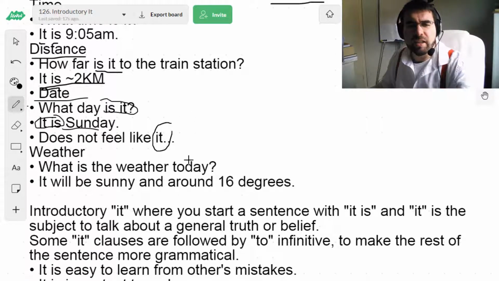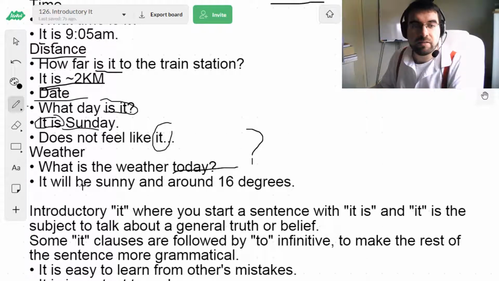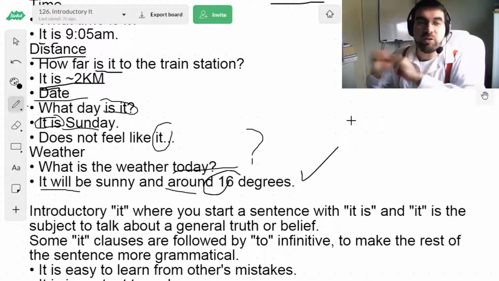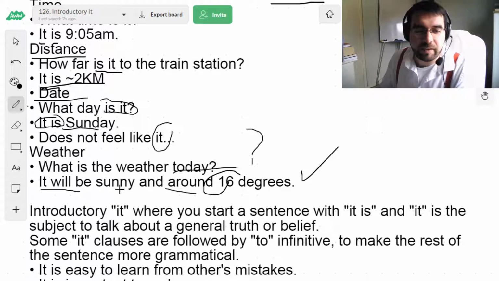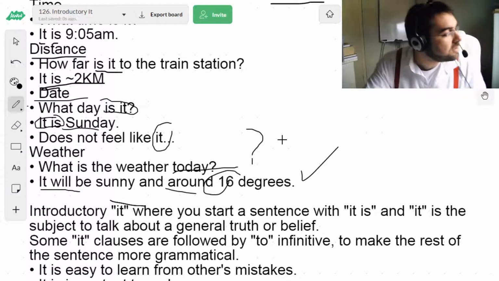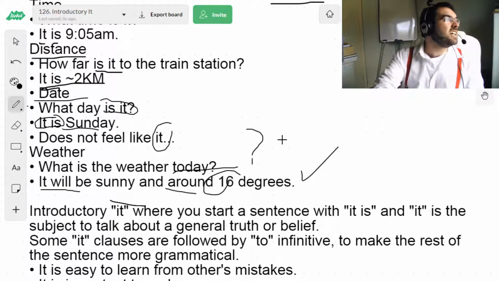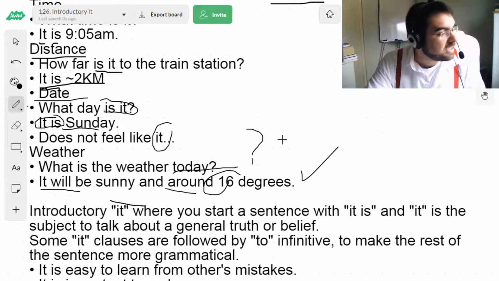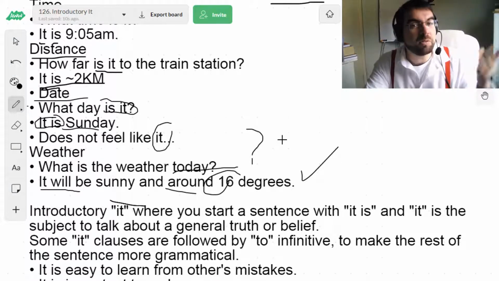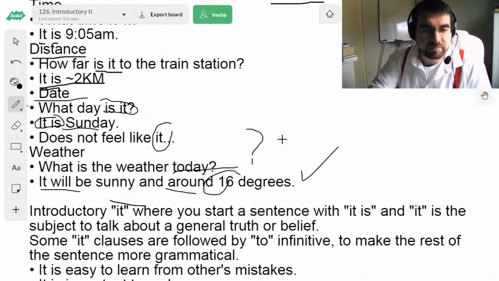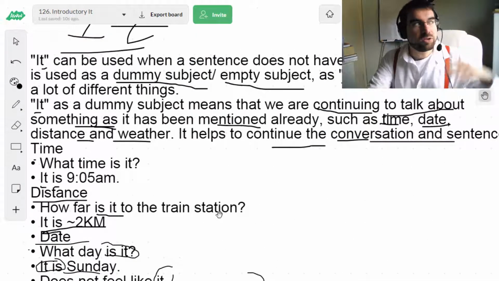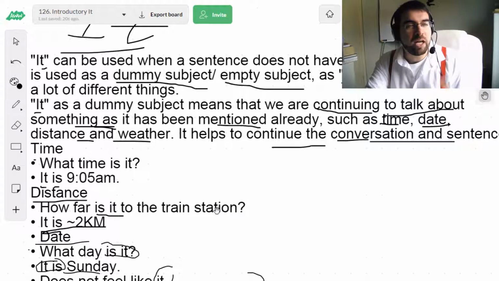What is the weather today? What's the weather today? It will be sunny and around 16 degrees. What's the weather like? It is sunny. It is a little cloudy and it is 16 degrees. It's about that. It's okay. It is okay. See, this way when we first talk about something, we don't have to say it again and again.